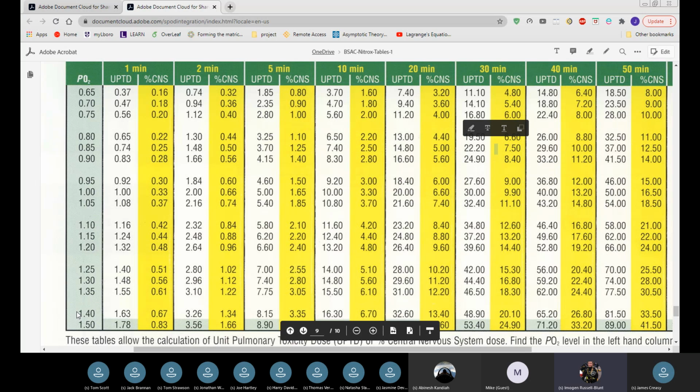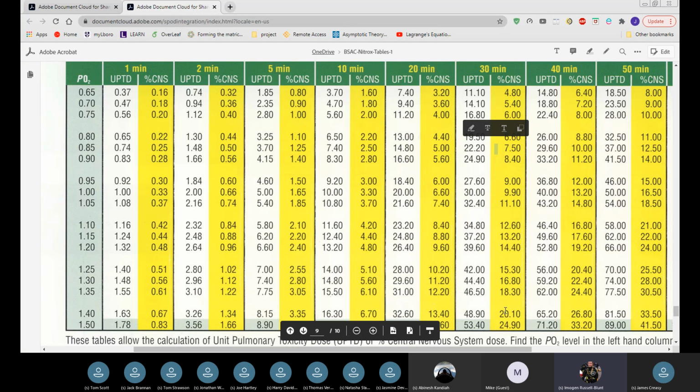So the partial pressure of oxygen we're looking at is 1.4 bar, nicely circled down there, and we're going to be there for 32 minutes. Now, if you look on the top, we've got 30 minutes, but not 32. So we're going to go to 30 minutes, and then go down to the 1.4, and you can see that it says there's a 20.10% risk of CNS.